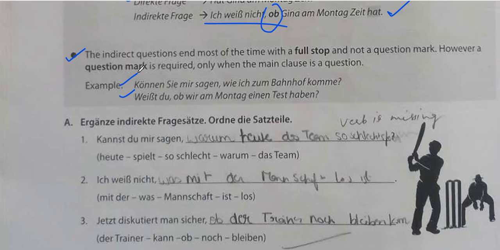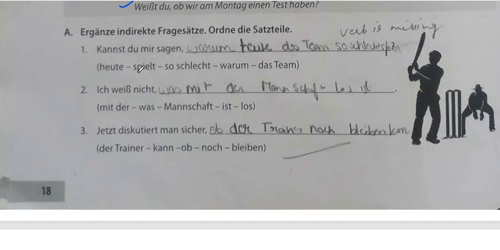Similarly with W-Frage: Können Sie mir sagen, can you tell me, wie ich zum Bahnhof komme? Can you tell me how I come to the train station? So unless the sentence itself is a question, we do not add a question mark. And now we are going to be discussing these questions. Sometimes they're wrong, so do not pay attention to exactly what is written on the screen all the time.